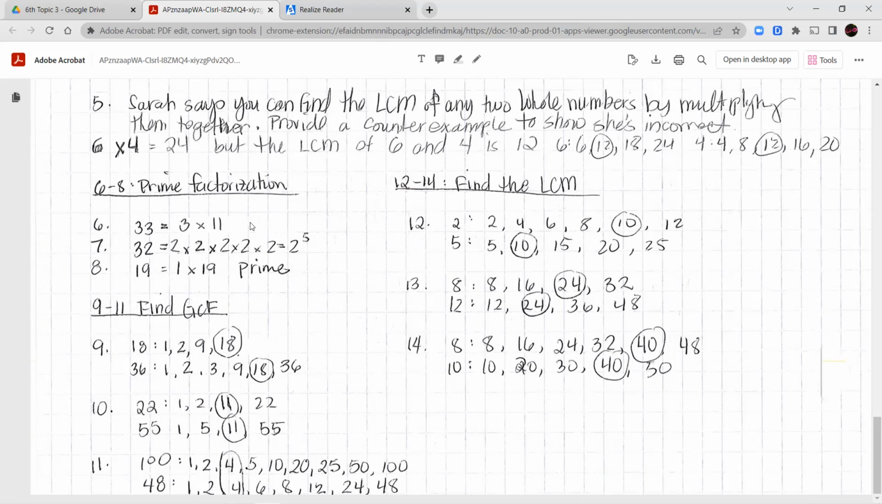Now for numbers 12 to 14, we were asked to find the least common multiple. So we listed all the multiples of 2 and all the multiples of 5, and the first number that they have in common, the smallest common multiple, is the 10. For number 13, for 8 and 12, the least common multiple they have is 24. And for number 14, between 8 and 10, the least common multiple is 40.